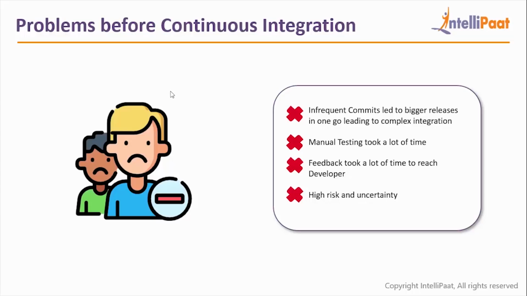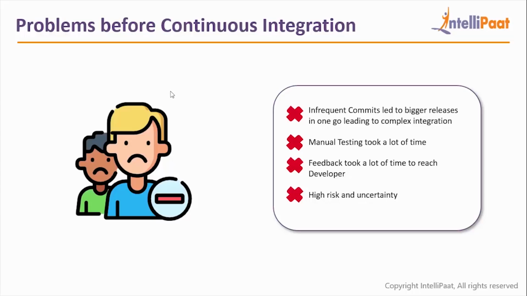Imagine a company with 100 plus developers, and everyone is committing to the source code management system. Integrating that takes a lot of time, and this was a problem. First you have to integrate, and after that you have to test, and testing was also done manually, which again took a lot of time. Because of the time in manual integration and manual testing, it affected the time when we would give the feedback back to the developer.